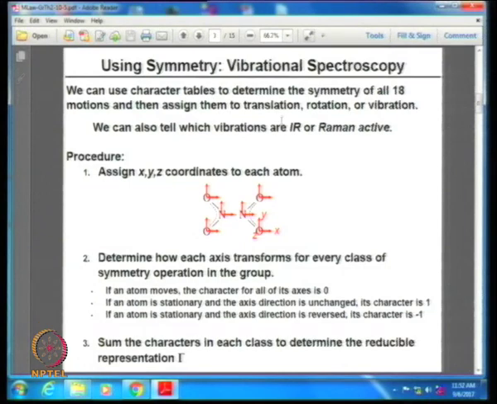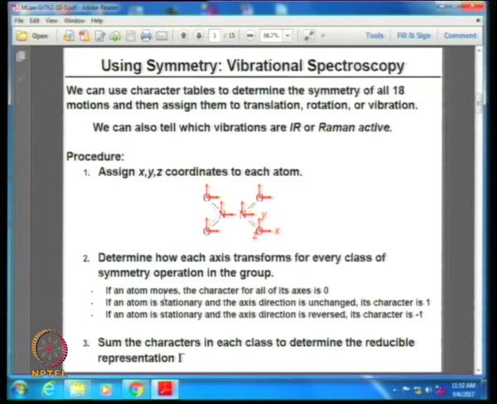Now it says we can find character tables to determine symmetry of all the 18 motions. This is where we will get into motions like Rx, Ry also, which are translations, rotations and vibrations. So first take each of these atoms and assign x, y, z coordinates to them. Determine how each of the axes transforms for every class of symmetry operation in the group. Now because we are clever, we already know what classes are, we don't bother writing individual elements in a class. And this is the simple rule.